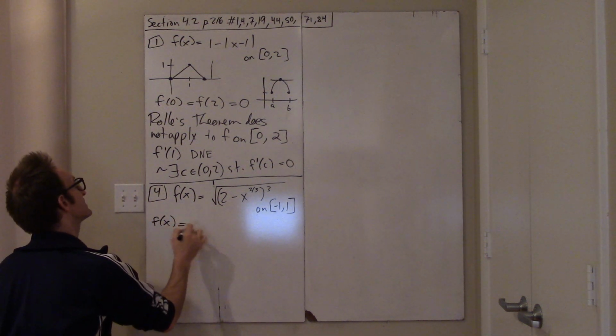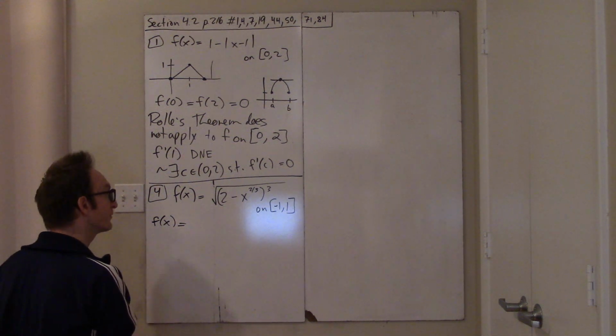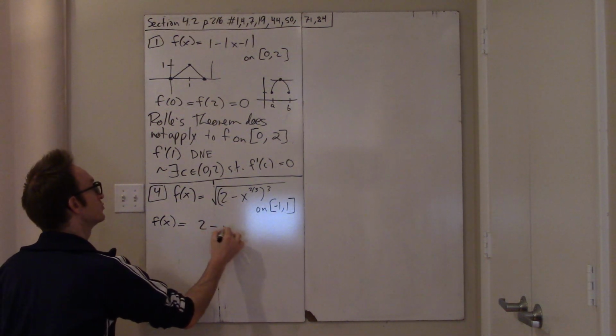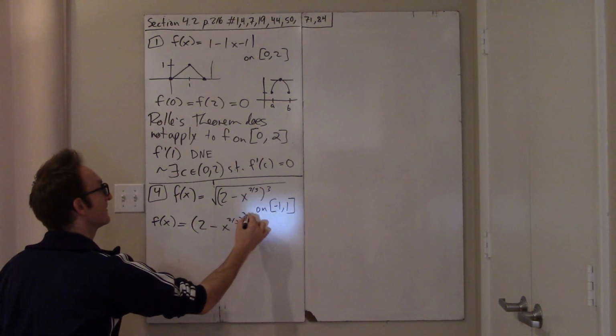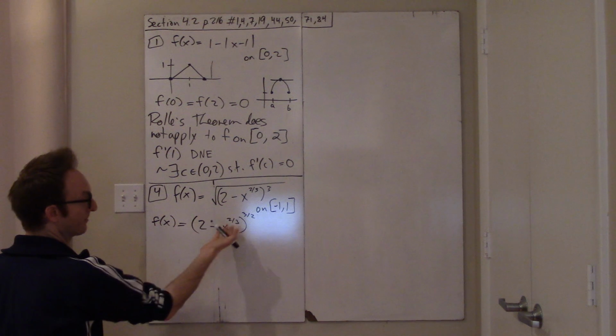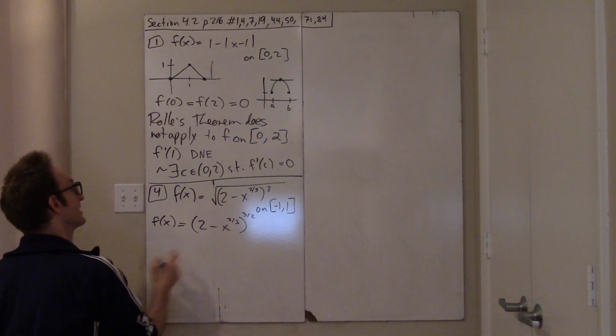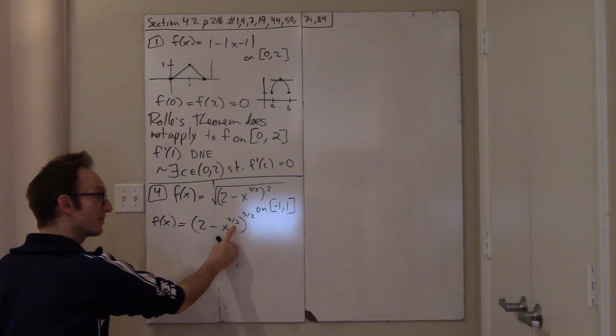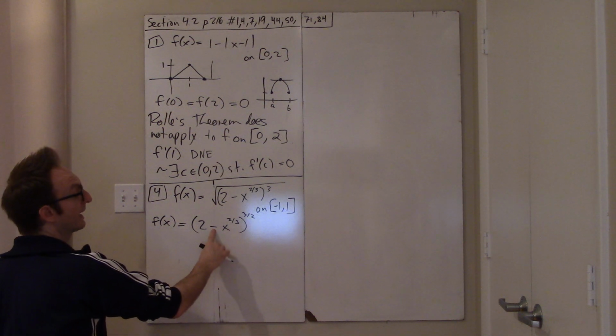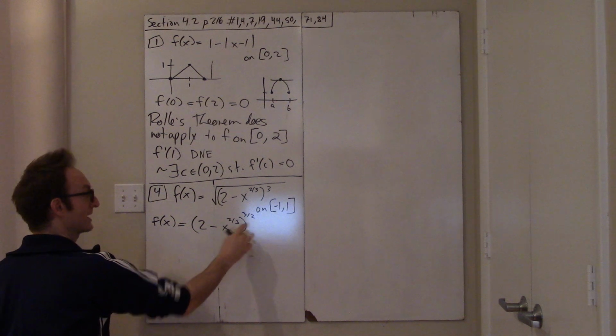Well, I will rewrite this function in a kind of a derivative-friendly form. This is really like 2 minus x to the 2/3, all to the 3/2. And well, maybe that doesn't look so scary at the moment, but I know that x to the 2/3 is like the bird, which is sharp, so it's an upside down bird. And I think this is not going to make it any better.